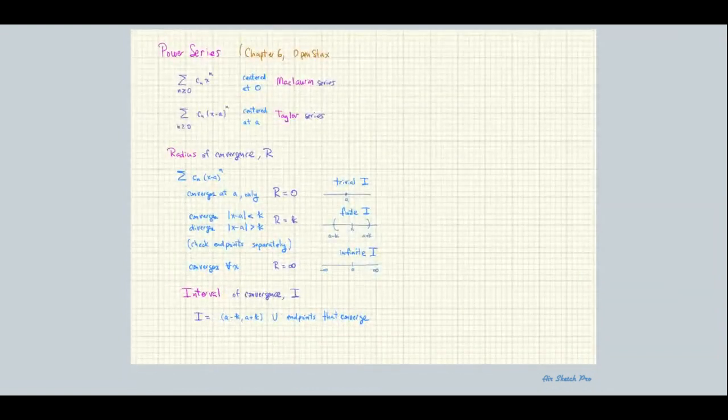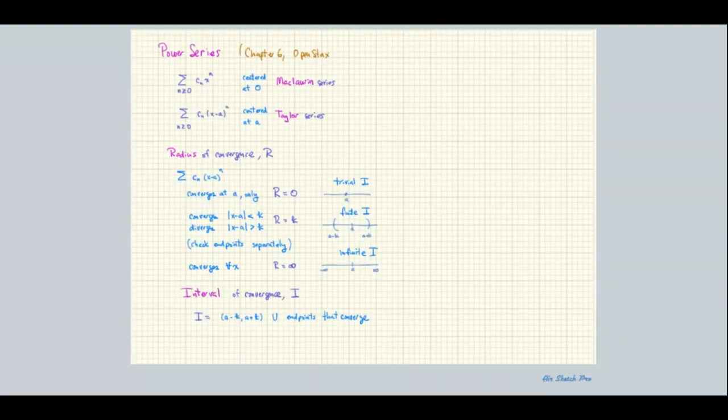They all converge within some radius of convergence. Occasionally, you're stuck with a nasty one and it only converges at one value, a, in which case the radius is zero. Then we have cases where it converges across a finite region, and then we have cases where it converges across an infinite region. All right? So there's the basics. I need to cover a little bit more theory.